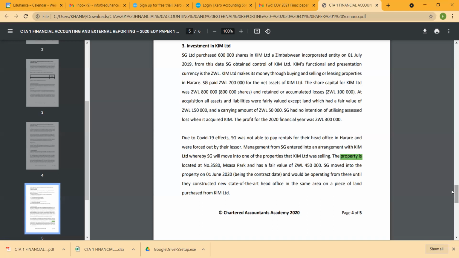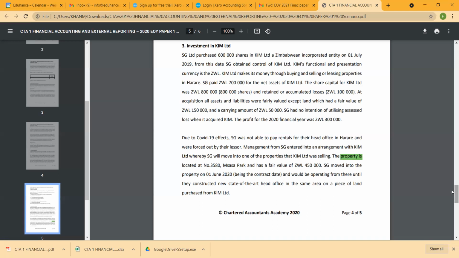Okay, so what you must understand over here now is that Kim is leasing to SG. In Kim's separate financial statements, that's an investment property for Kim. Why? Because Kim is earning rental income from a property. So it meets the definition of an investment property for Kim's separate books.